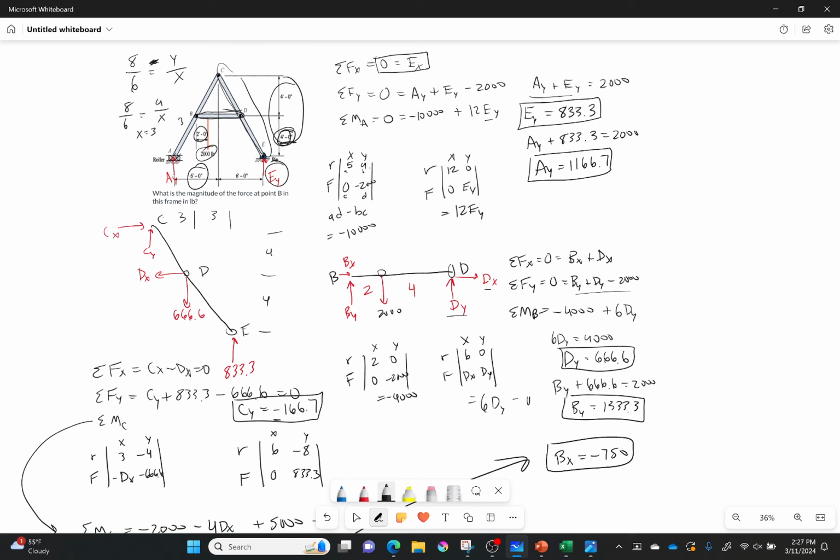set up. What you can see here is we're just always breaking it into these separate free body diagrams. We get 3 equations each time, and by using those, we can solve for everything.